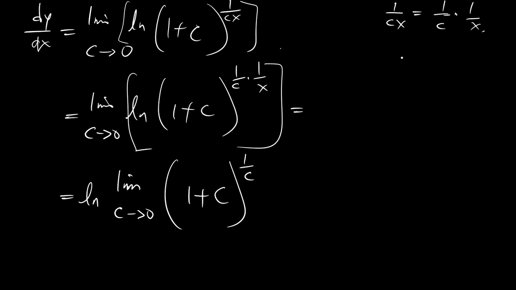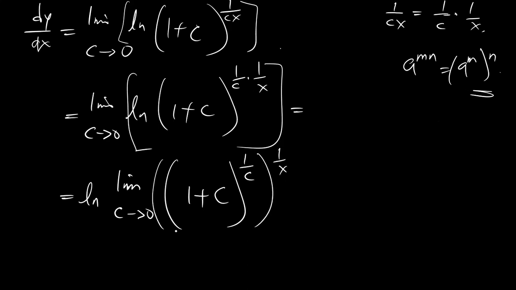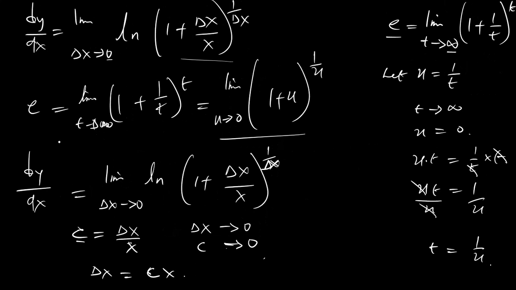Now, according to the law of indices, a raised to the power m times n is the same thing as a raised to the power m, all raised to the power n. Applying that rule here, you now say all raised to the power 1 all over x. Now, if you look at the whole of this expression, it looks like this e.